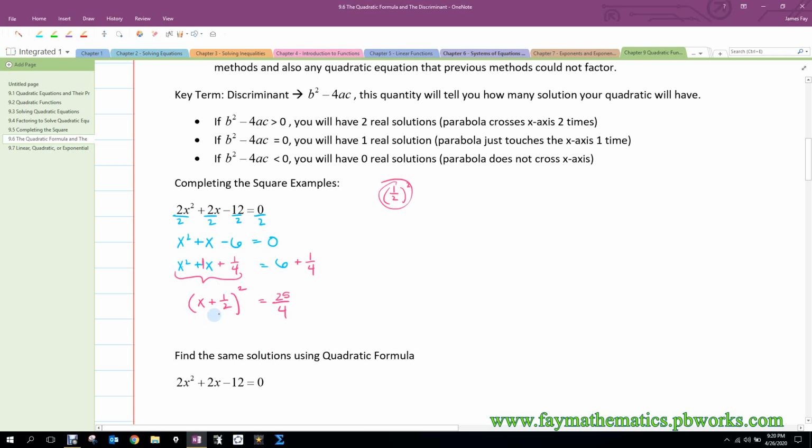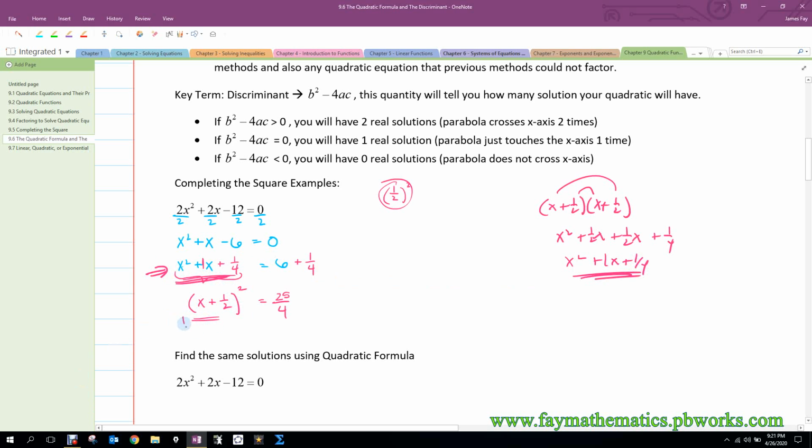Now, just to prove a point here, this should be the same as that. It's just a different format. If I take x plus 1/2 squared and FOIL it, x times x gives me x squared. I get 1/2 x when I multiply those two, and another 1/2 x when I multiply those two. Then last times last gives me 1/4. That's going to give me x squared plus 1x plus 1/4. So that there is the same as that.